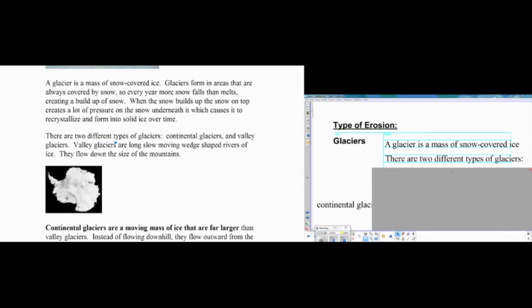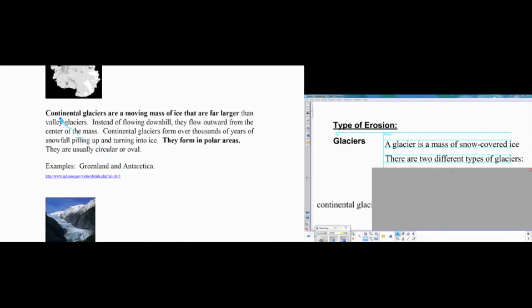There are two different types of glaciers, continental glaciers and valley glaciers. Valley glaciers are long, slow-moving wedge-shaped rivers of ice. They flow down the sides of mountains. Continental glaciers are a moving mass of ice that are far larger than valley glaciers. Instead of flowing downhill, they flow outward from the center of the mass.